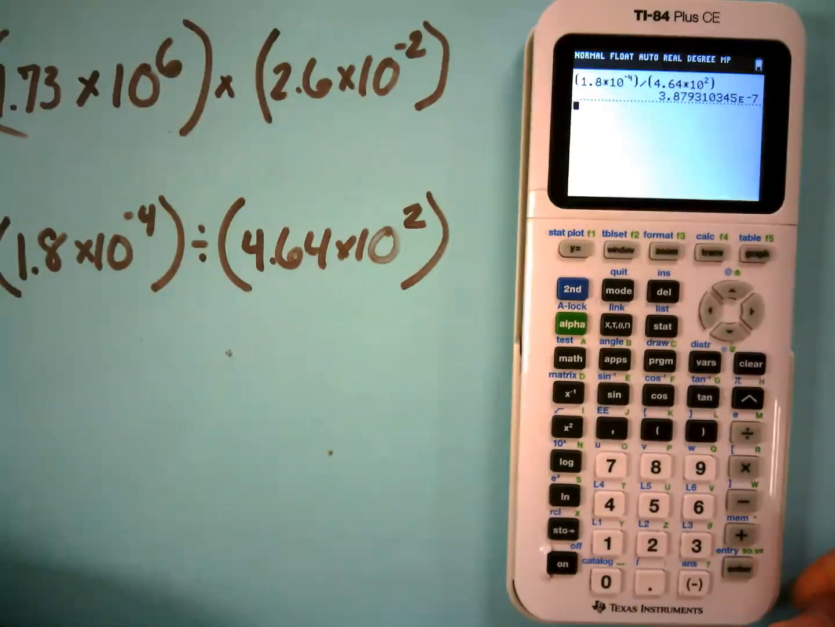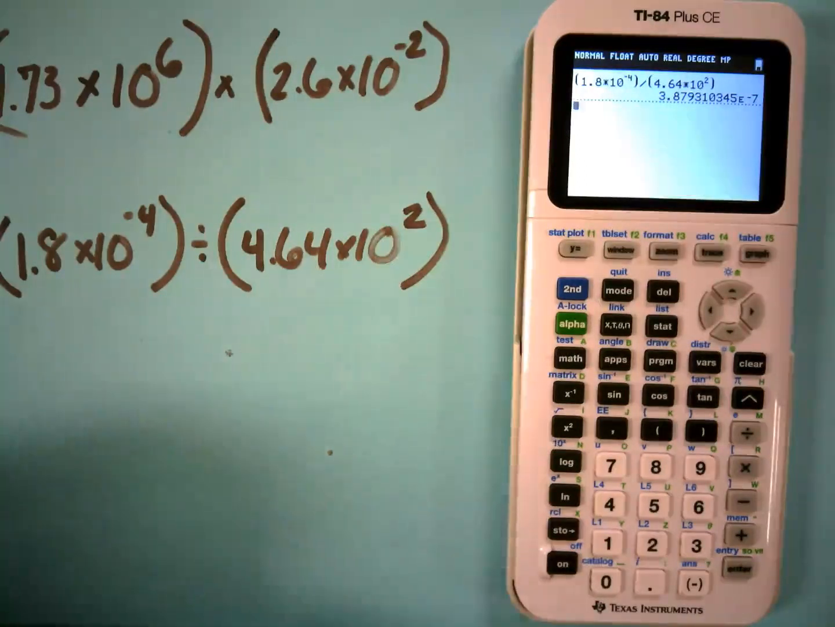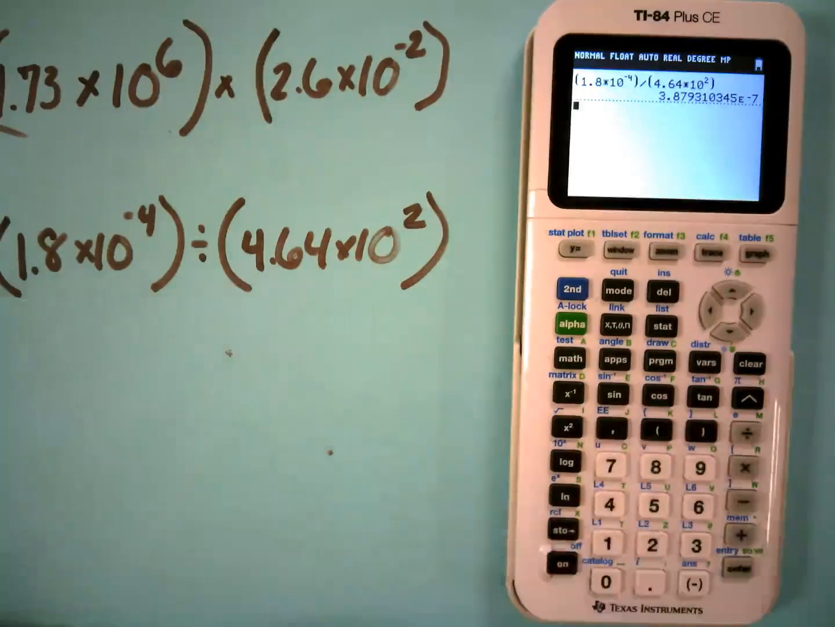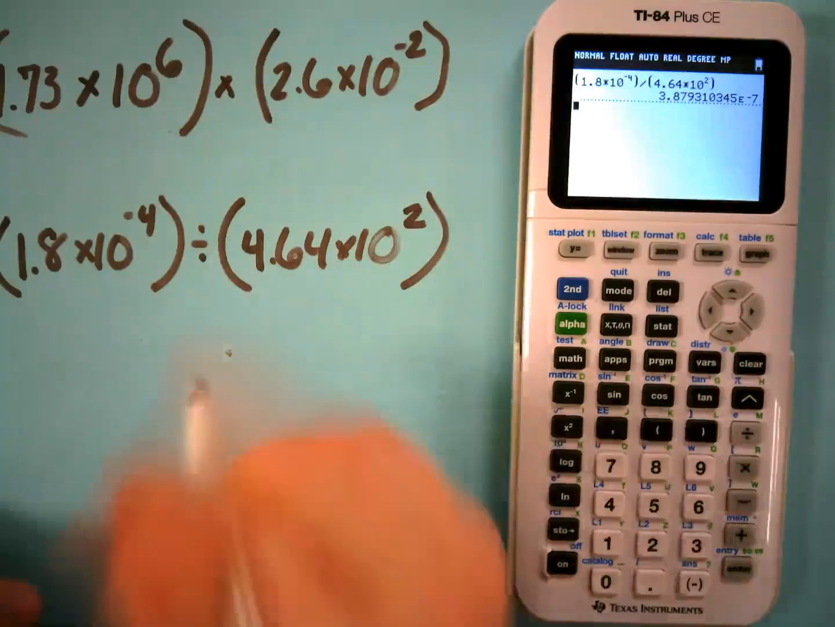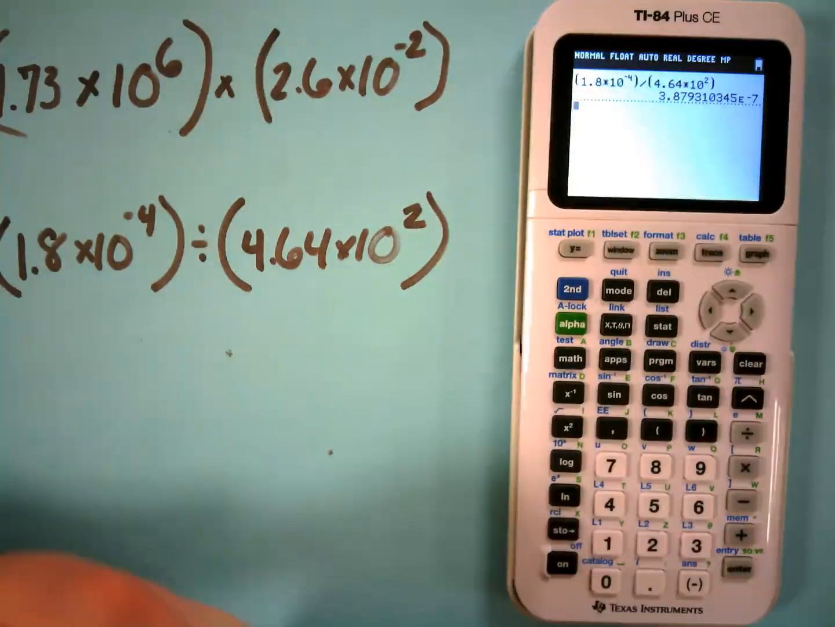And then we get this solution here. We get 3.879310345 times 10 to the -7th power. So in this case, just like the last one, 2 sig figs is what our answer should be in. So our answer would be 3.9 times 10 to the -7th, which, yeah, that makes sense.